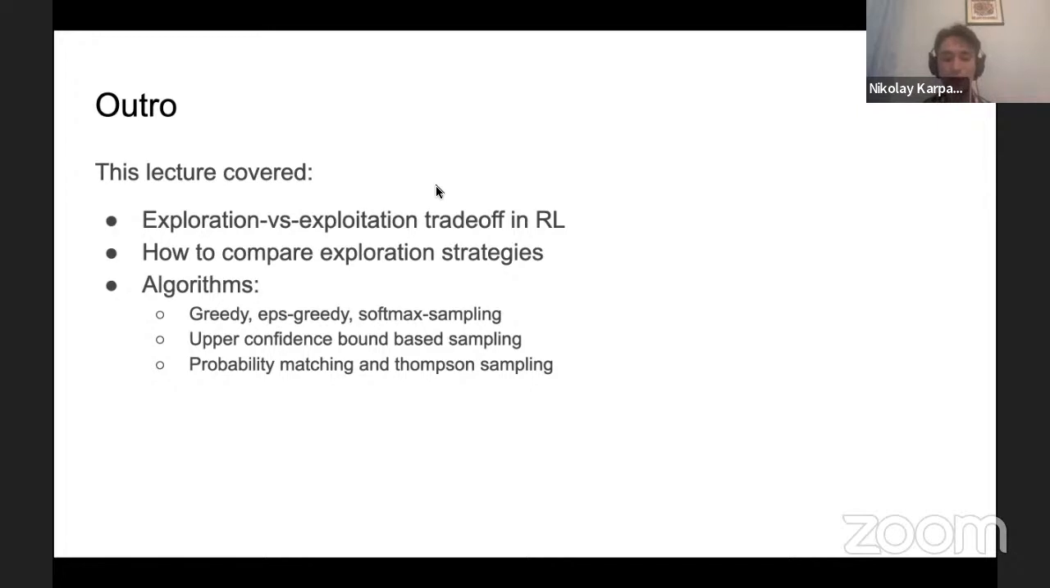And in practice, there are different strategies for using data for making this decision, ranging from very simple algorithms called greedy, epsilon greedy, softmax sampling that we have seen before. And there are more probabilistically sound approaches to using previous statistics and advanced properties of the distributions to understand which actions require exploration more than the rest of them.